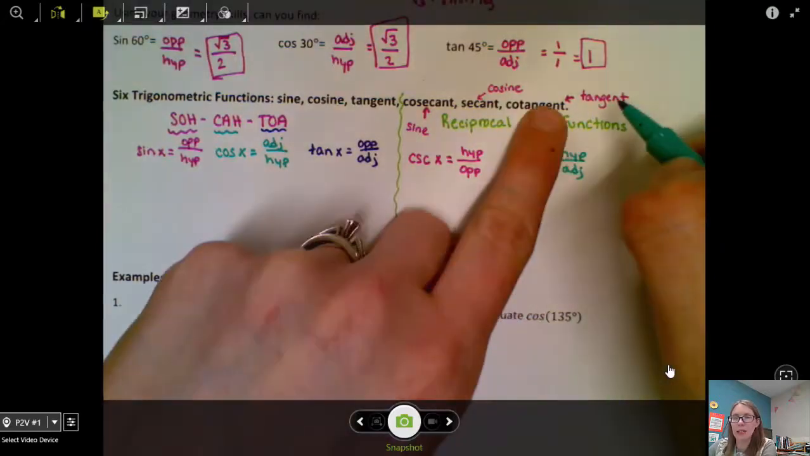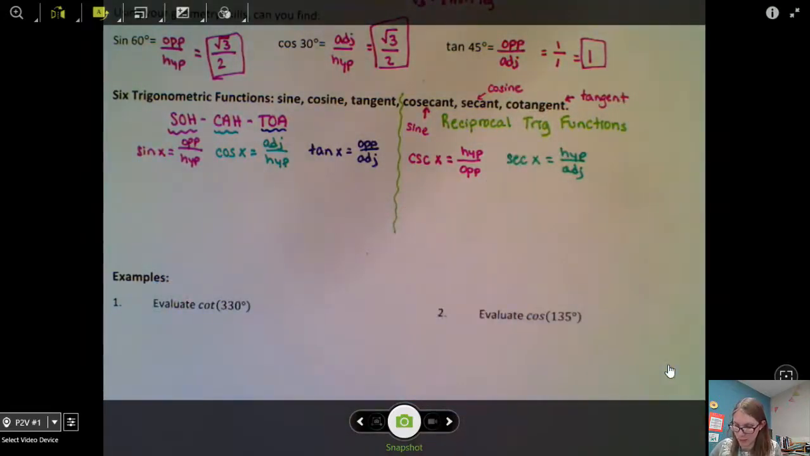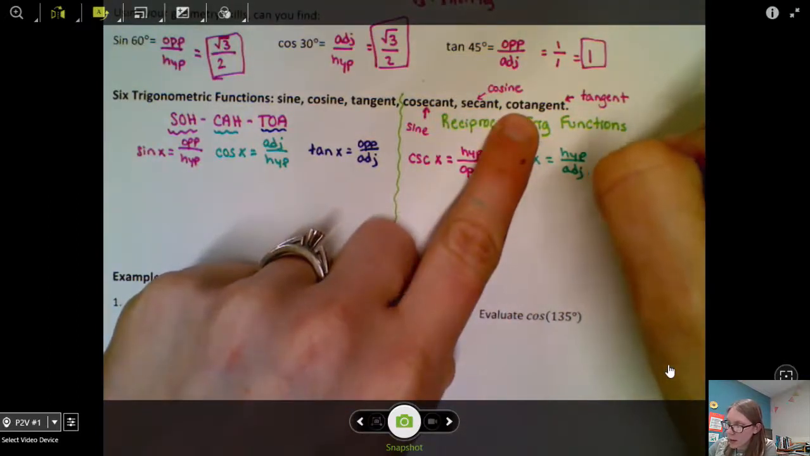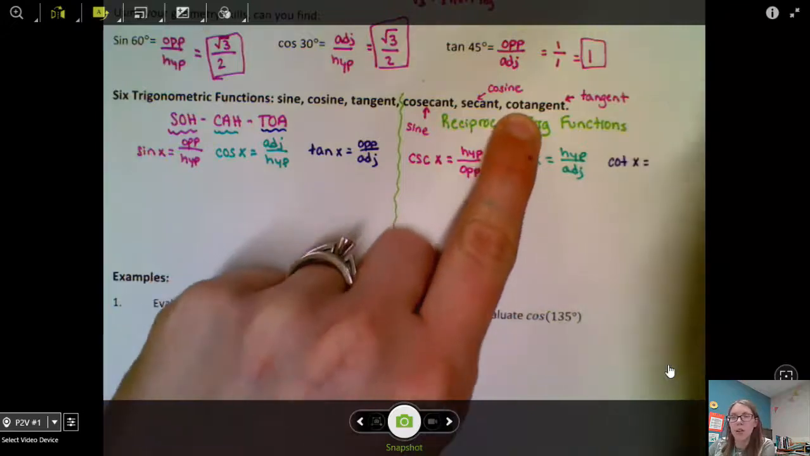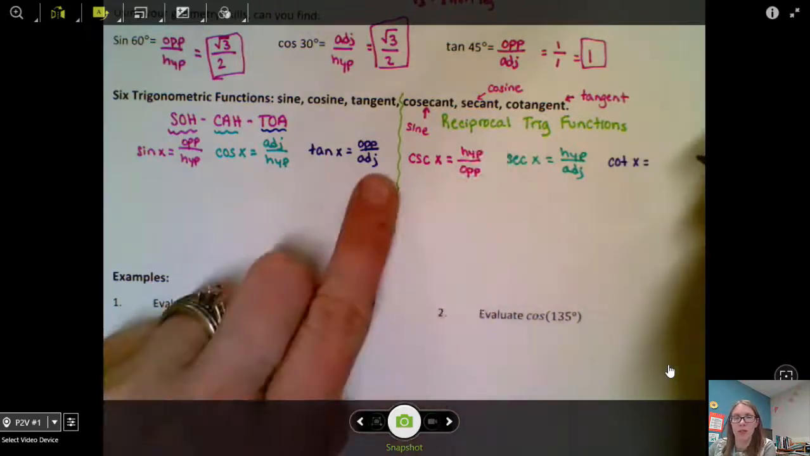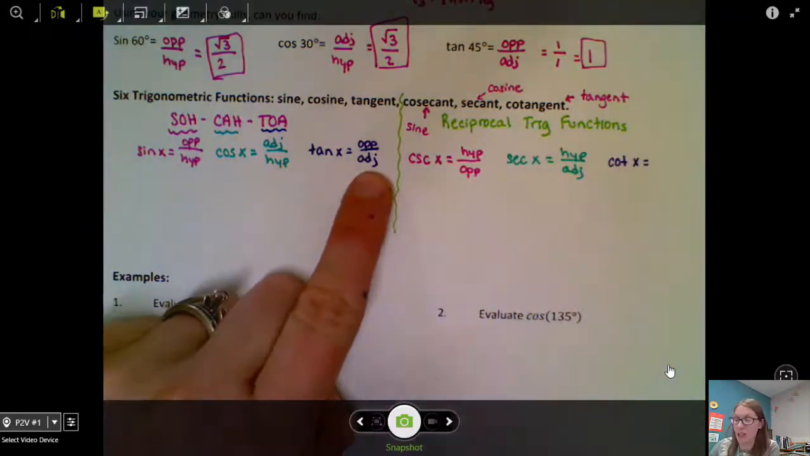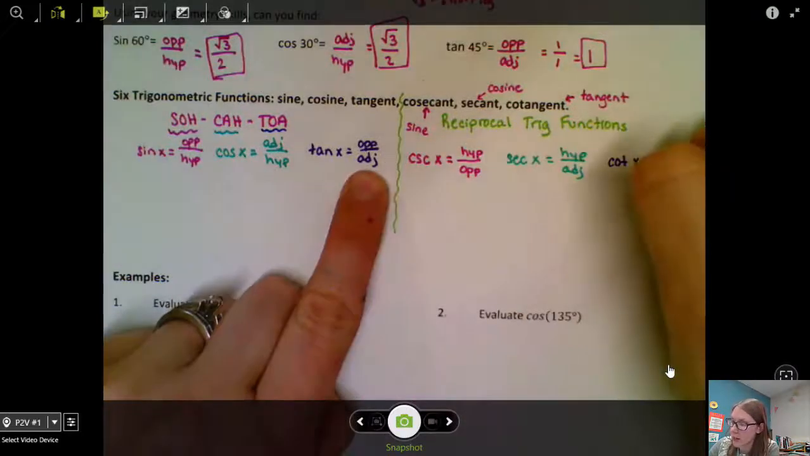And then tangent and cotangent go together. They're reciprocals of each other. Cotangent is abbreviated COT. So the cotangent of an angle is the reciprocal of the tangent. Tangent's opposite over adjacent. Cotangent would be the adjacent over the opposite.